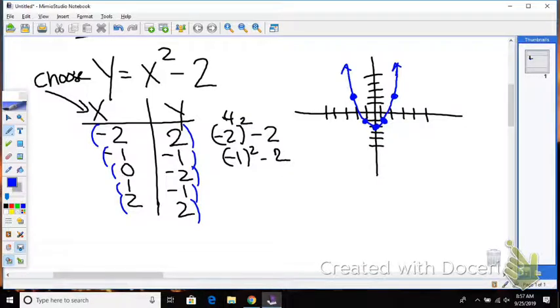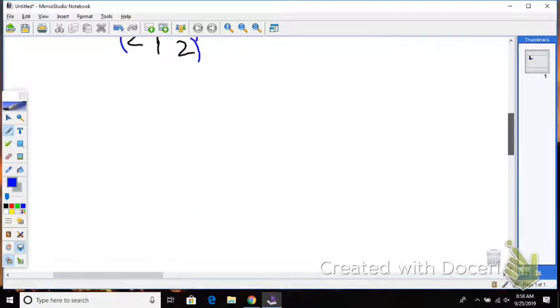Okay, for the next part, I want you guys to grab a calculator. Grab your calculator real quick. It needs to be a graphing calculator. If you have a calculator, you can use it, but make sure it's a graphing one. Yeah, mine's not a graphing one. I wish.